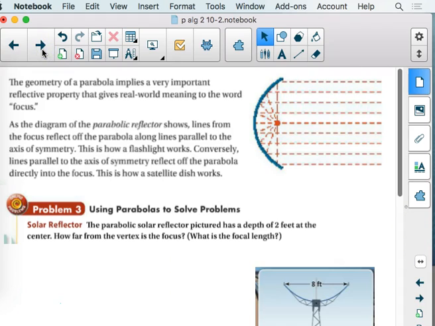So let's go here. Well done. Why even bother studying all of these conic sections? They have a lot of uses. The geometry of a parabola implies a very important reflective property that gives real-world meaning to the word focus. If you ever see a dish for somebody's television, they are in the form of a three-dimensional parabola.